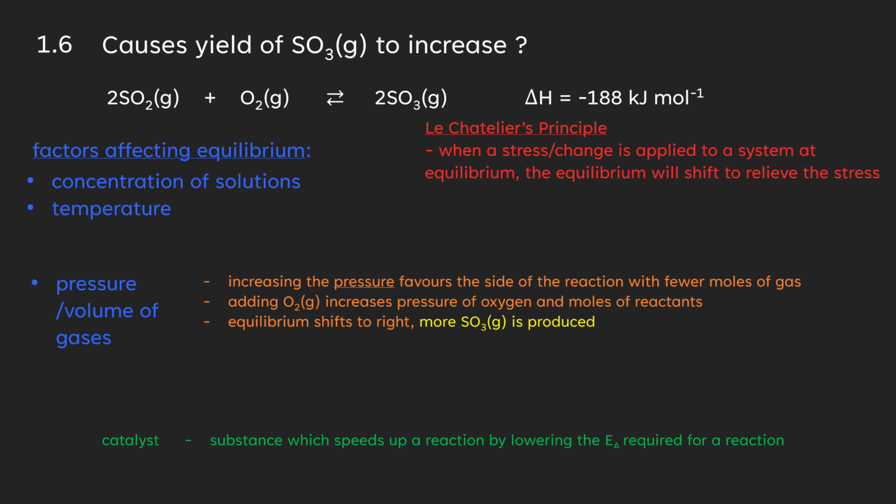A catalyst is a substance which speeds up a reaction by lowering the activation energy required for a reaction to occur. In the case of a reversible reaction, both the forward and reverse reactions are faster when a catalyst is present. A catalyst is not used up but remains unchanged at the end of the reaction. Although a catalyst speeds up a reaction, it does not affect the equilibrium or the yield of product. Answer B is incorrect.